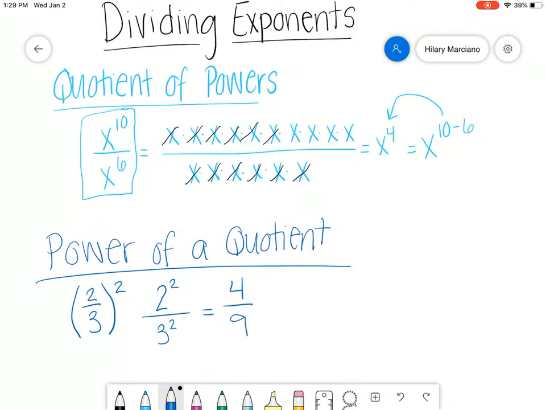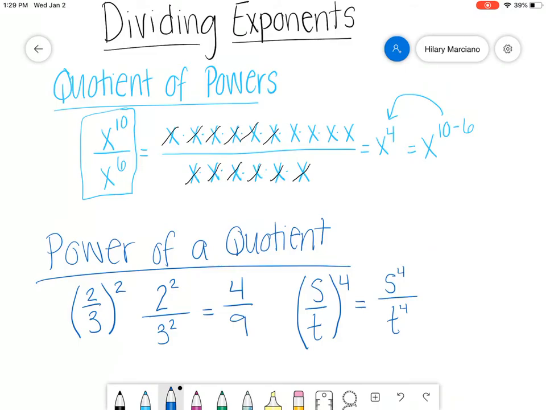So we need to distribute this 2, which is that exponent, to the 2 and to the 3. If we had it in variable terms, it would be something like s over t, and we're raising that to the 4th power. And we would just simply write that as s to the 4th over t to the 4th. That's a power of a quotient.